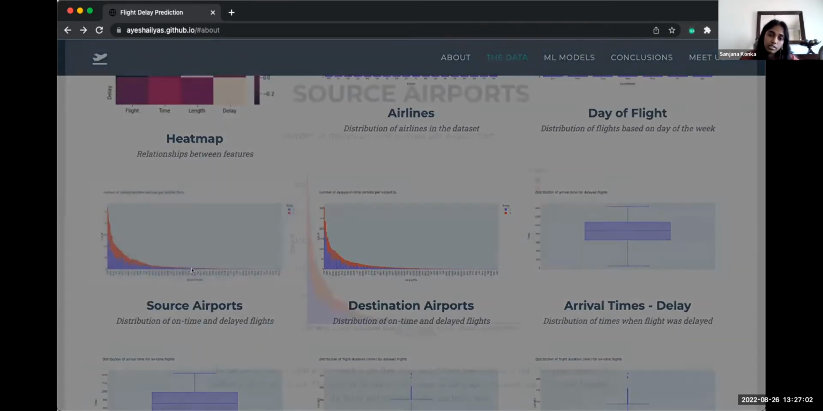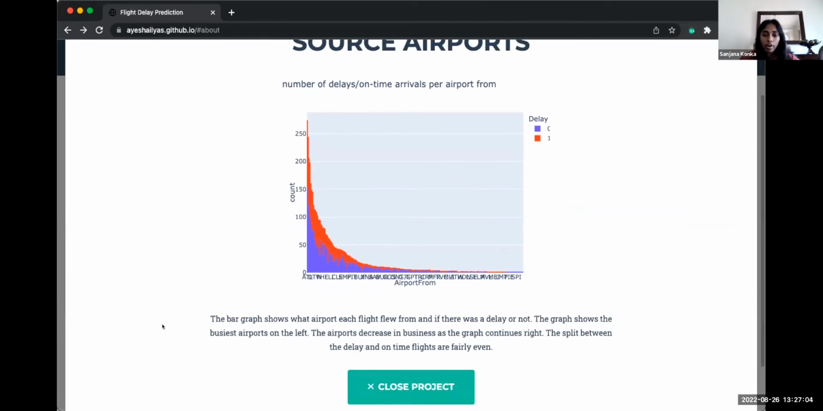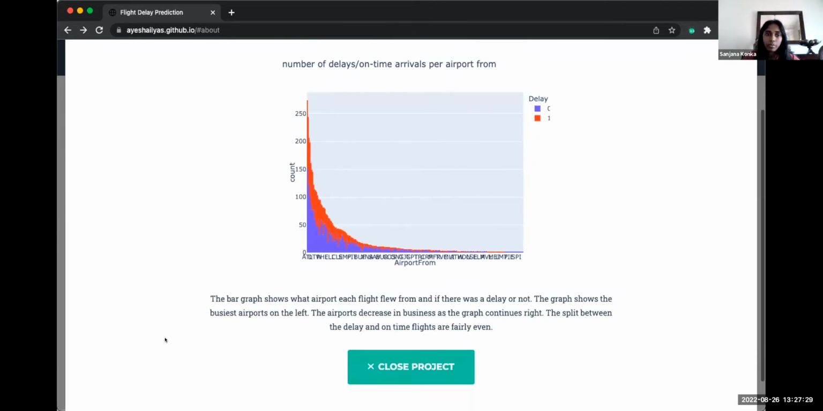And then if we go to source airports, this is basically a bar graph that shows what airport each flight flew from and if there was a delay or not. And so basically you can see that on the left, there's a large amount of flights, and then on the right there's a very small amount, and this just means that on the left side, the large amount, we had a lot of data from that specific airport, but for the right side we didn't really have that much data, so we just put that into the other category so it doesn't affect our predictions.